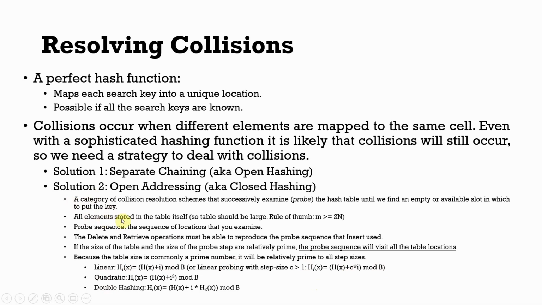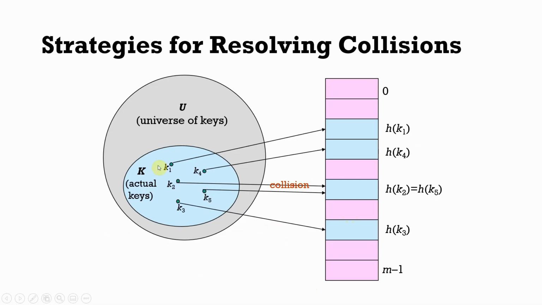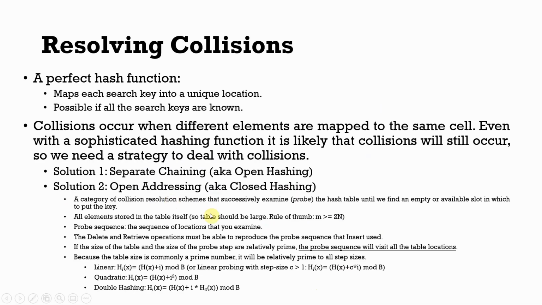In open addressing, all elements are stored in the table itself, so the table should be large. As a rule of thumb, it should be bigger than twice the size of the key set that we have, all the items that we have here.